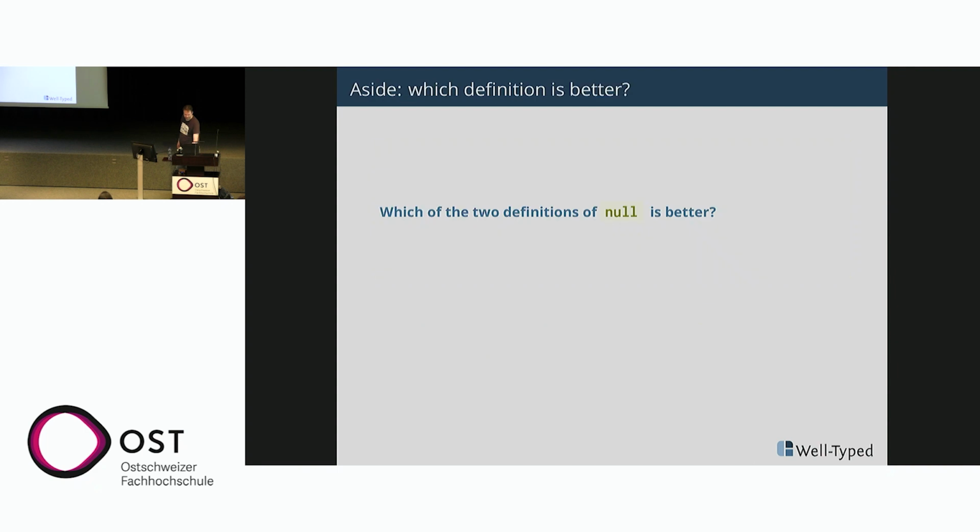All good? Great. This has nothing to do, I guess, with the laziness or with the efficiency, because we just established that they are more or less equally efficient. But which of the two definitions of null is better? Just as an interesting side question.